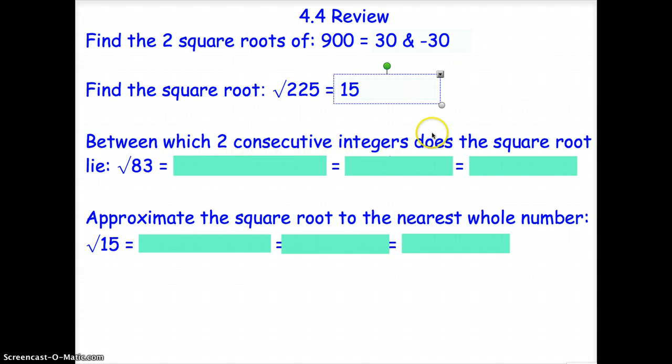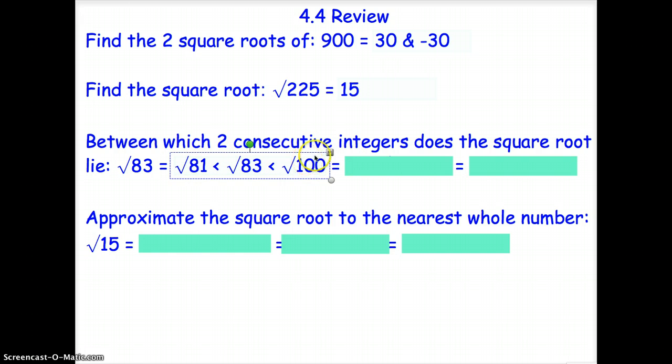Between which two consecutive integers does the square root lie? And that square root is radical 83. So I'm going to line those out. 81 is a little smaller, 100 is a little larger. I can square root both those numbers, end up with 9 and 10, and my answer would be 9 and 10.